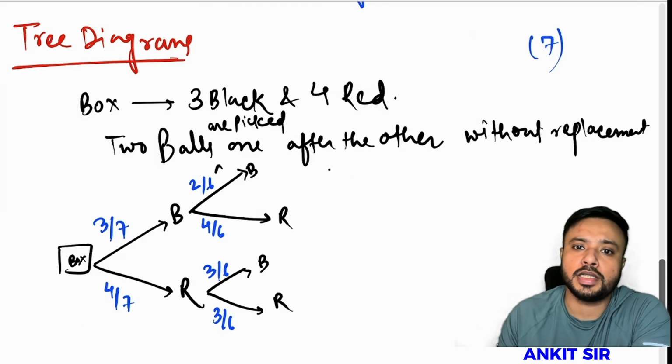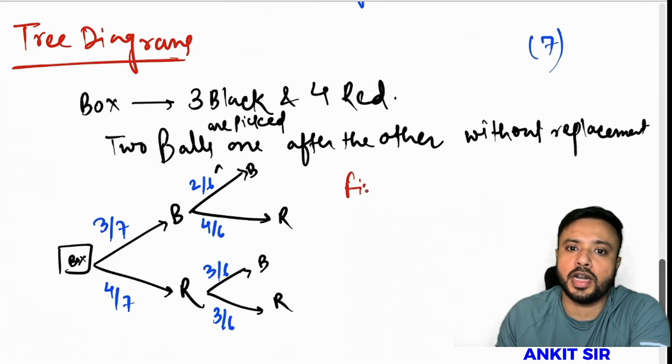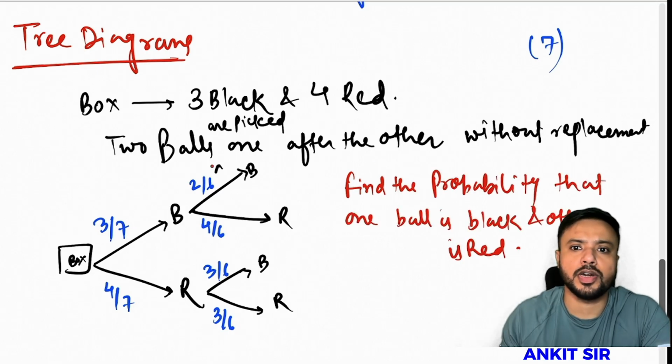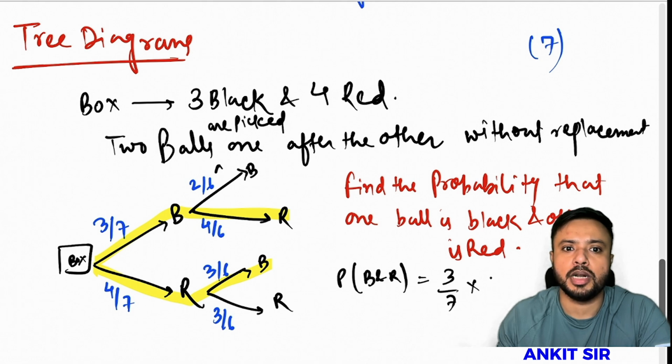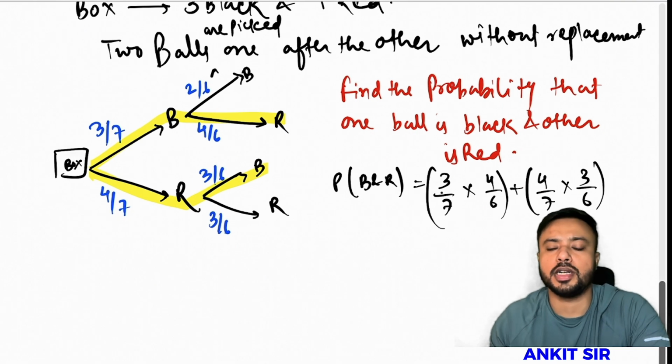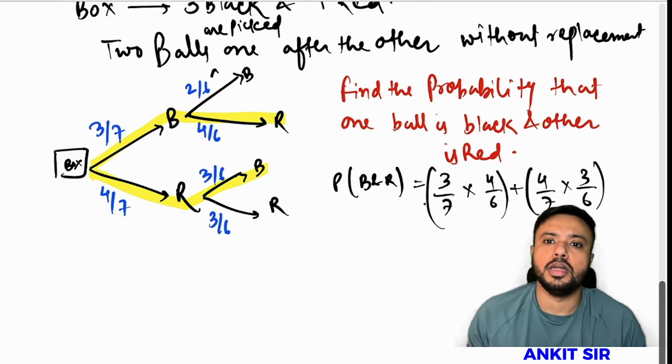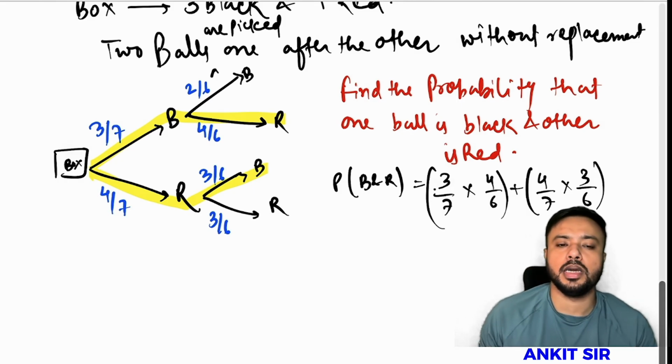Now let's say we have to find the probability that one ball is black and the other is red. You need to understand my favorable branches would be black-red and red-black, because both of these are going to be my favorable branches. So the probability of black and red is going to be equal to 3 by 7 multiplied by 4 by 6 plus 4 by 7 times 3 by 6. If you solve this, you will get the probability of getting a black ball and a red ball in the pick. So that's how we basically understand.